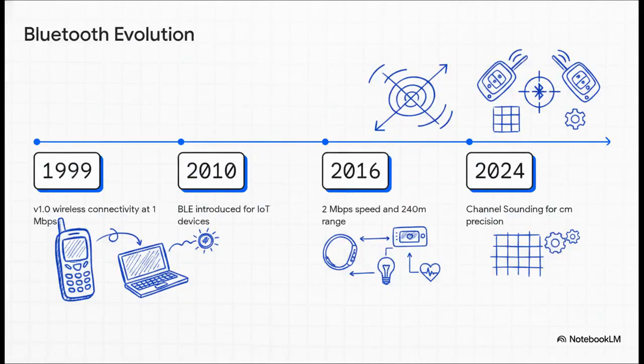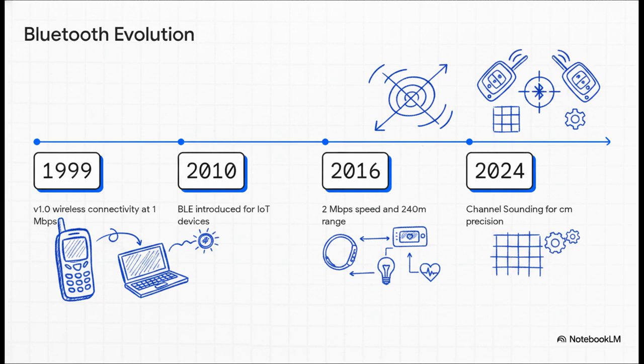And it's actually kind of wild how fast this tech has evolved since Ericsson first cooked it up back in the 90s. Back in 1999, version 1.0 gave us a basic 1 megabit per second connection. But the real game changer, like the absolute turning point, happened in 2010 with version 4.0. That introduced Bluetooth Low Energy, or BLE. It drastically dropped power consumption and essentially gave birth to the modern Internet of Things, letting little sensors run for months on just a tiny coin cell battery.